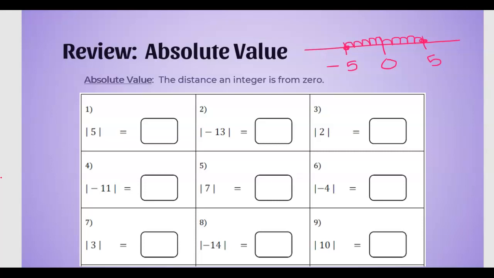Our fancy brackets, they're straight brackets here, tell us that we want to know what the absolute value of 5 is. Well, we just figured that out. It's 5. What's the absolute value of -13? Well, you just drop the negative sign. It's 13 bunny hops away from 0. What about 2? What's the absolute value of 2? It's 2 bunny hops away from 0. Okay, you can pause the video and figure out the rest of these by yourself. And I'll see you back here in just a little bit.